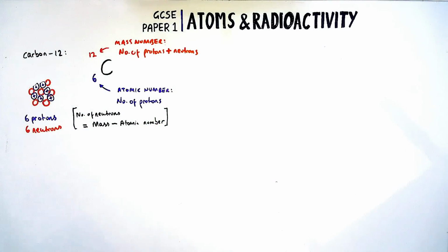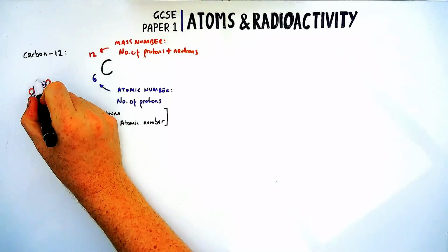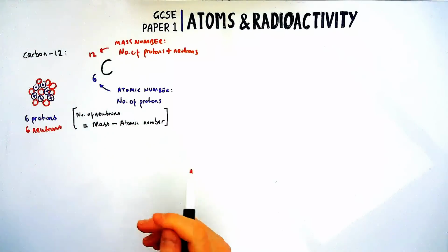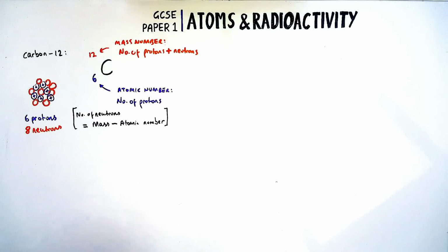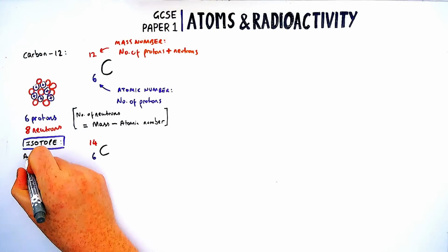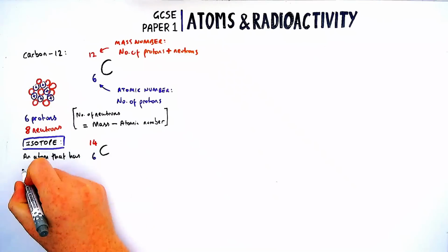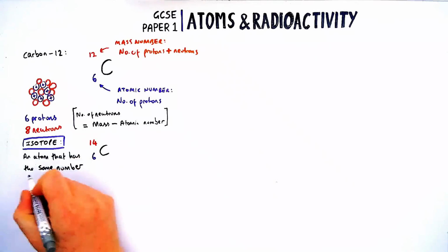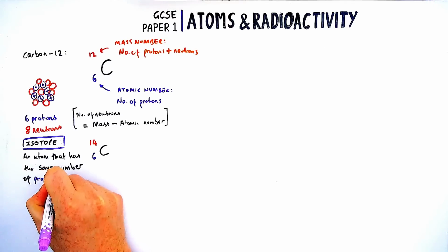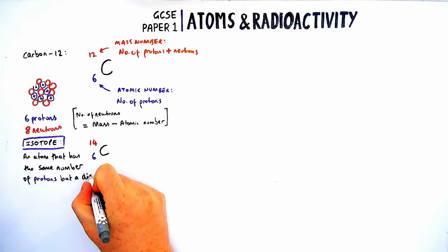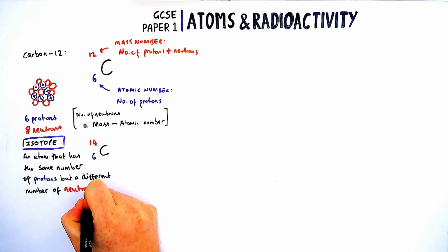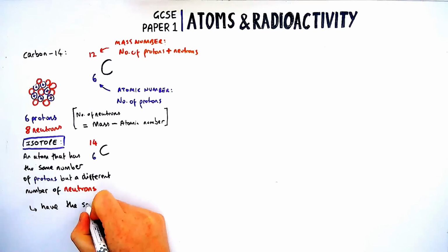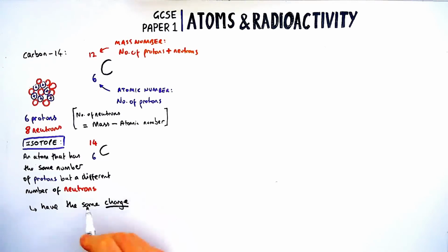Now you can have the same element, in this case carbon, with a different number of neutrons. So if I add 2 extra neutrons in here, so that it's now got 8, the mass number will change to 14. An isotope is defined as an atom that has the same number of protons, but a different number of neutrons. So in this example, 2 isotopes of carbon would be carbon-12 and carbon-14. Note that the element is the same because there's the same atomic number.